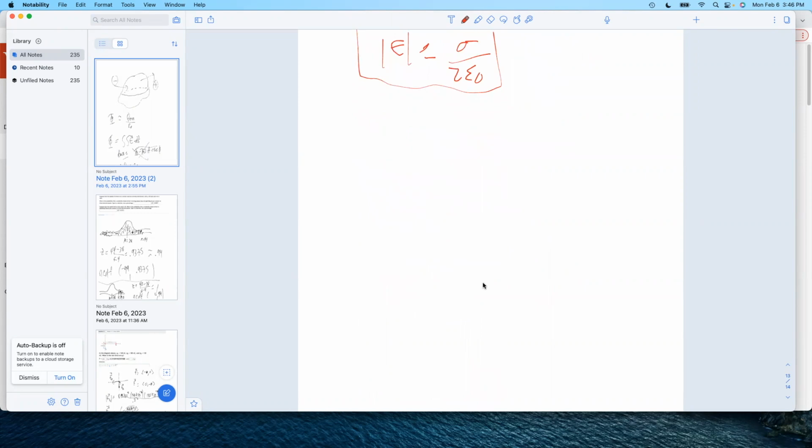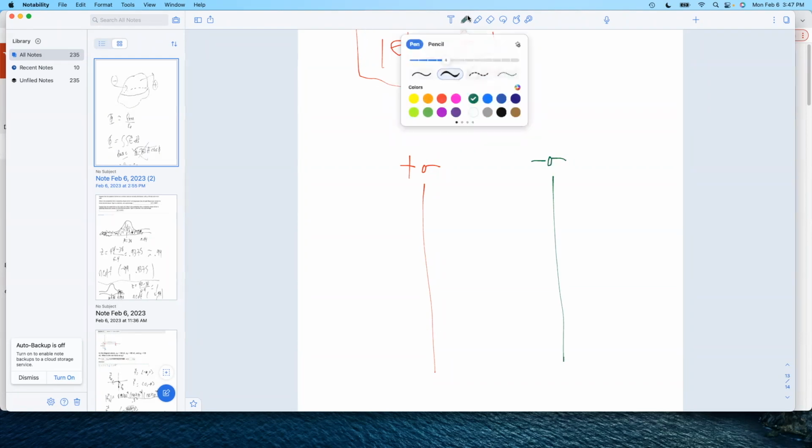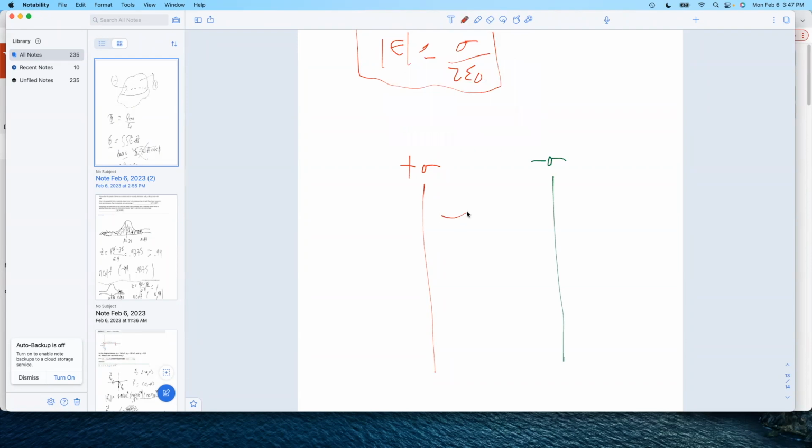Okay, so what if we had 2 planes of charge? Let's say we've got some positive sigma here and some negative here. This guy here is creating an electric field that's constant everywhere in space. The electric field will point away from here. I'm going to draw these all the same because they're all the same magnitude. Doesn't matter if you're 1 billion miles away from the plane or right up close to it. You get the same strength of the electric field.